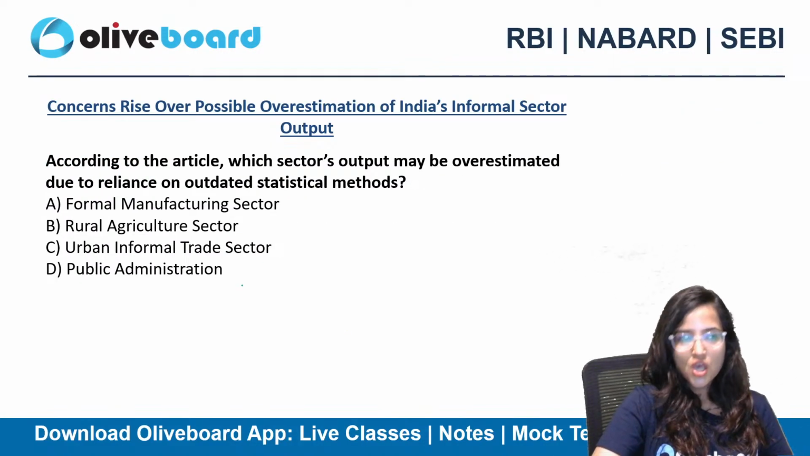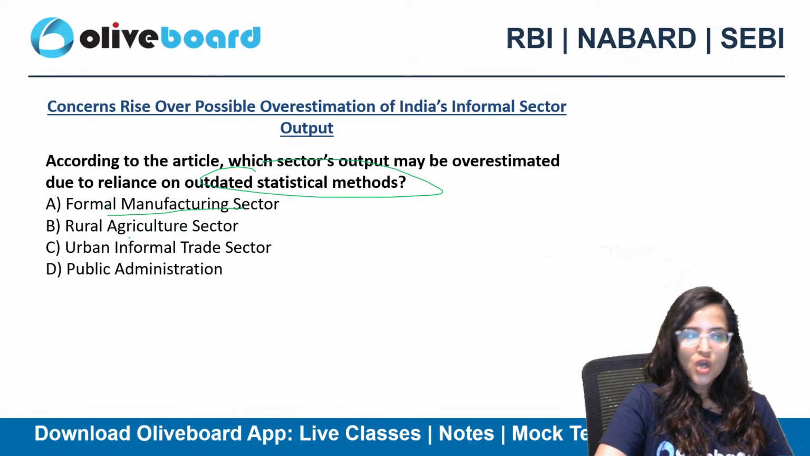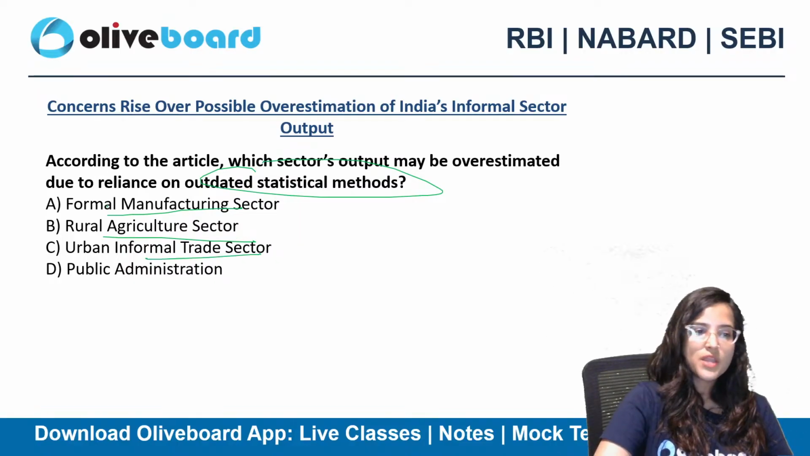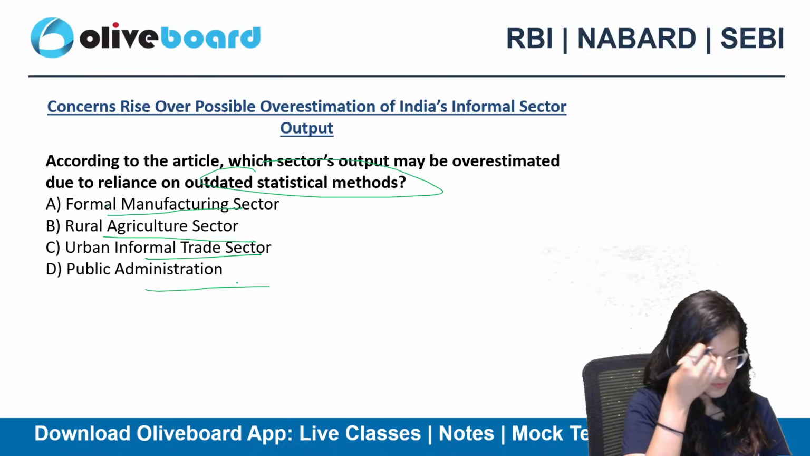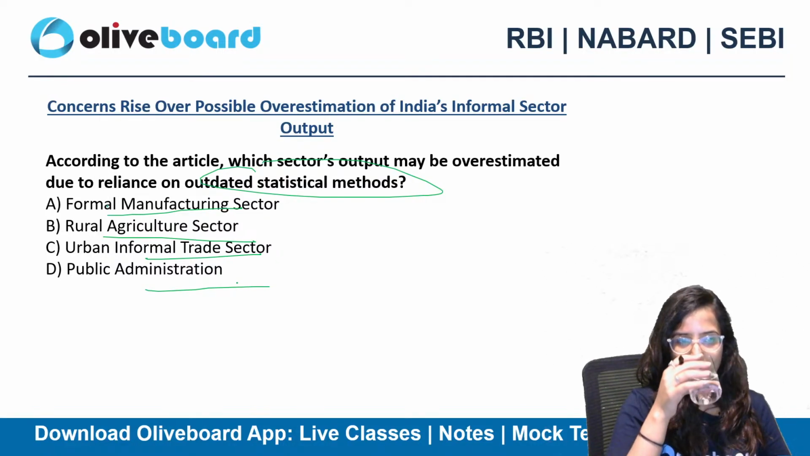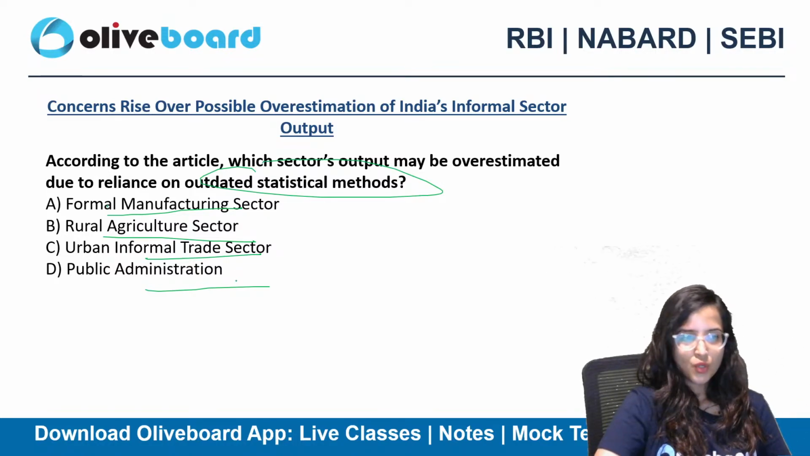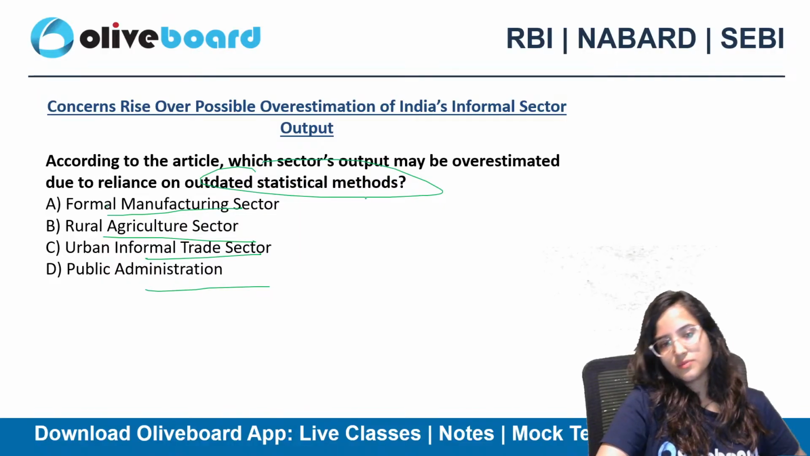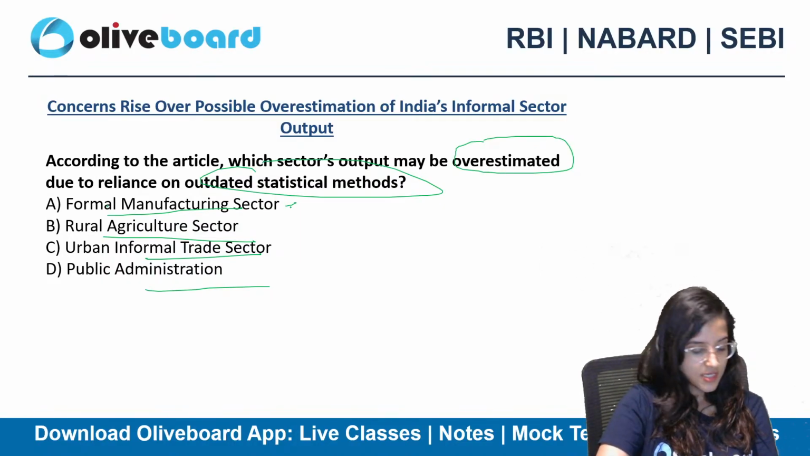So according to the article, which sector's output may be overestimated due to reliance on outdated statistical methods? Formal manufacturing sector, rural agriculture sector, urban informal trade sector, or the public administration sector? What is the answer? Which sector's output may be overestimated because of reliance on outdated statistical methods?